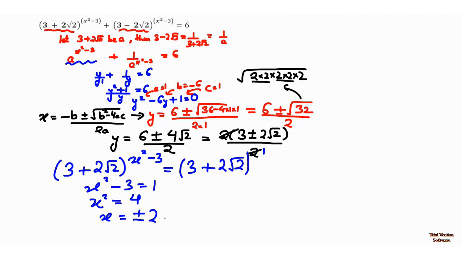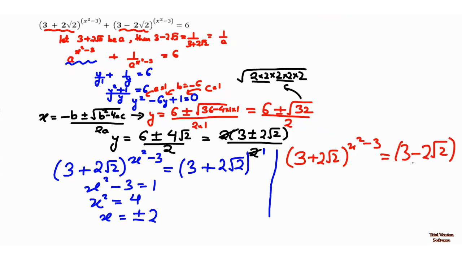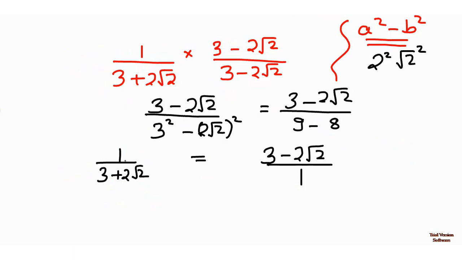So this can also be equal to 3 minus 2 root 2. So for that, a was still 3 plus 2 root 2 to the power x square minus 3. This can be equal to 3 minus 2 root 2. And if you remember, we just calculated this. That 1 upon 3 plus 2 root 2 is equal to this. So we can also say that 3 minus 2 root 2 can be written as 3 plus 2 root 2 whole to the power minus 1.